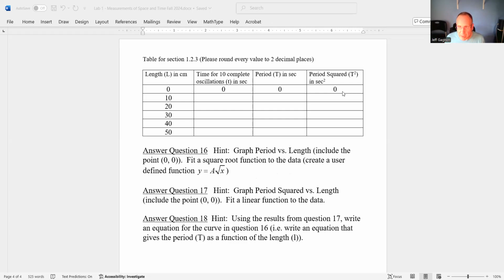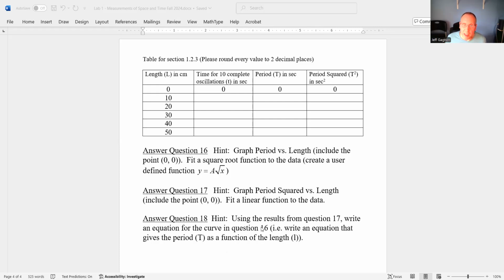Question 17 was plot period squared. So this information will be on the y-axis and length will be on the x. This one should be linear, right? It'll also ask you for the shape. So again, it should be linear. Make sure you answer that question about the shape. And then question 18 is what we just discussed on the tablet.